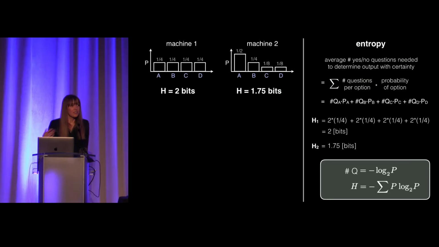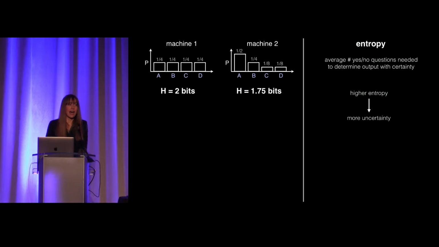So we can think of entropy as giving us the average number of yes-no questions that we have to ask to determine the output of this machine with certainty. The higher the entropy, the more uncertainty we have about what this machine will produce. Another way to think about this is that we have a greater reduction in this uncertainty when we make a measurement. So the more uncertain we are, the more we can reduce our uncertainty by making a measurement. And so you can see how this relates back to gaining information. We gain information by reducing this uncertainty.